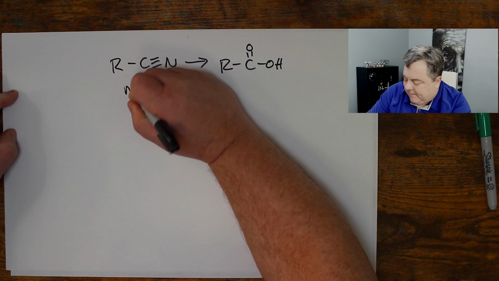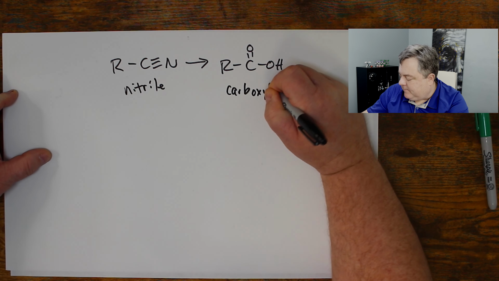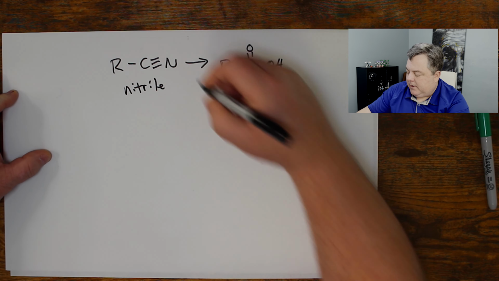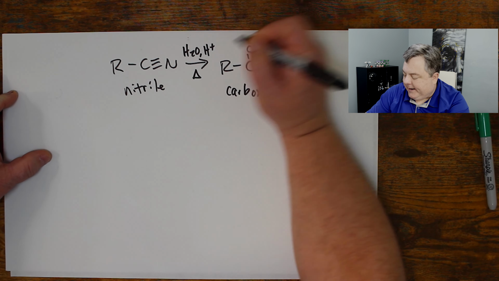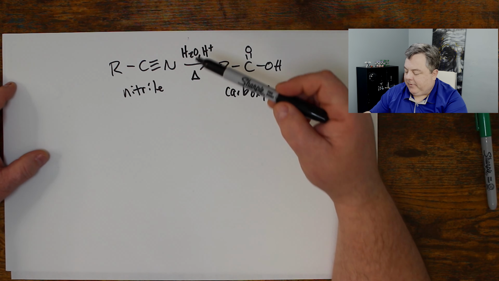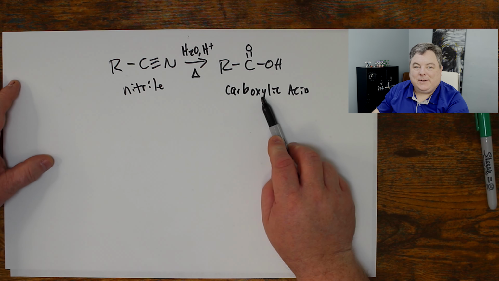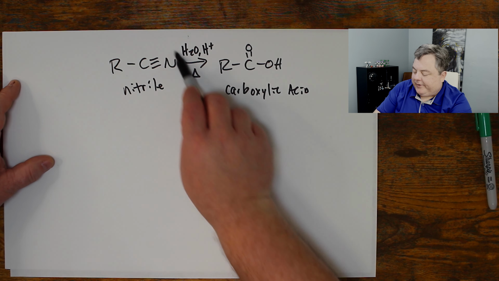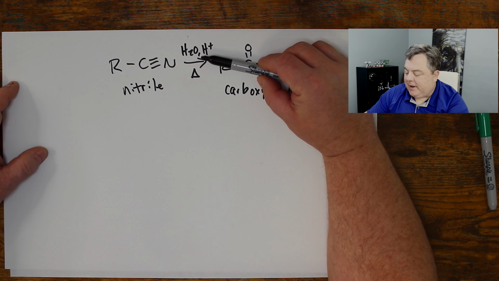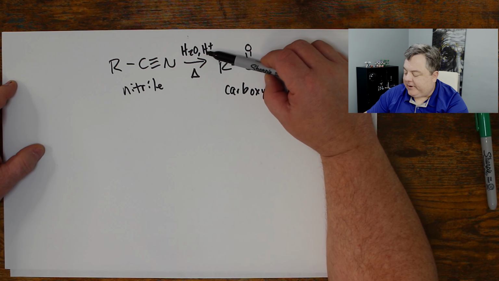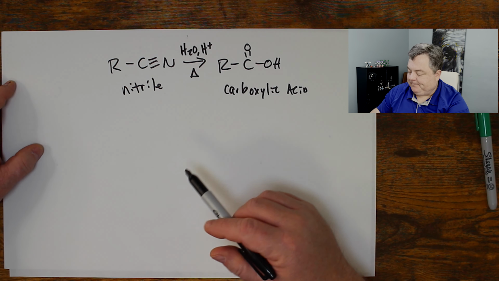This is a nitrile, and this is a carboxylic acid. And I can hydrolyze, which means adding water and acid and maybe heating up the chemicals. I can turn this C triple bond N into the carboxylic acid by hydrolyzing it, which just means adding acid and water, maybe heating it up to perform this reaction.